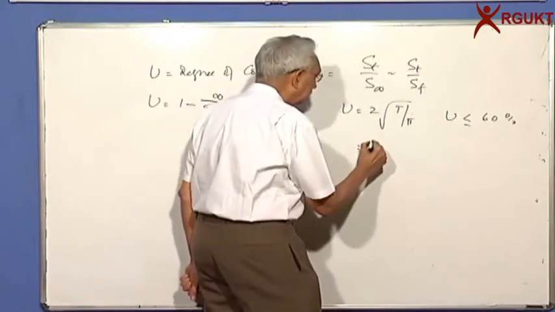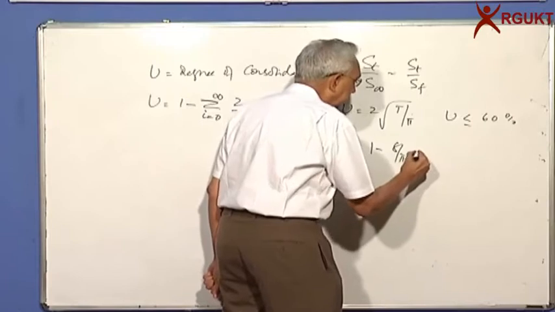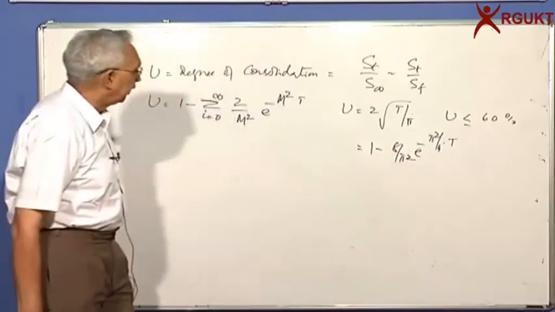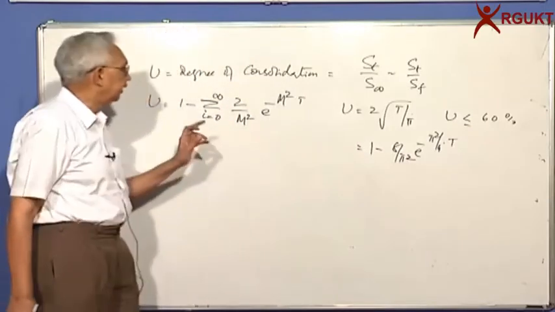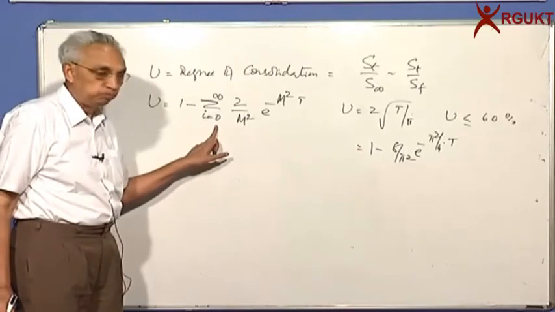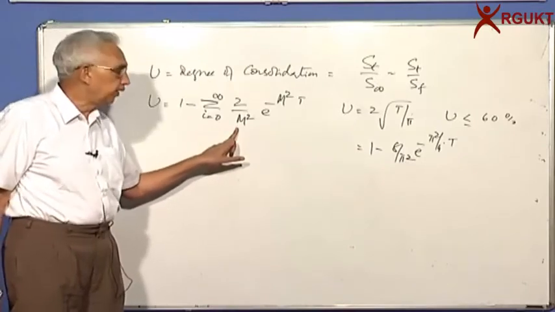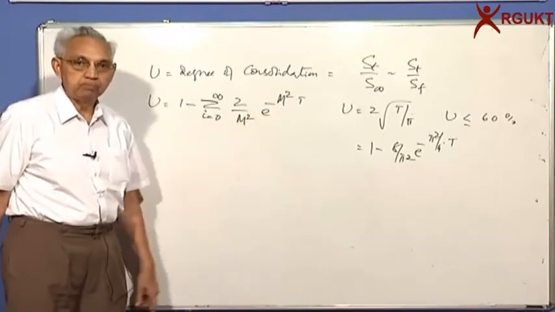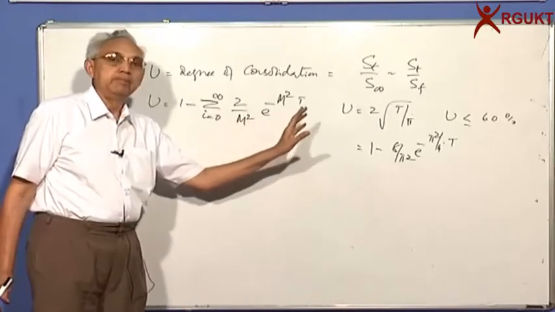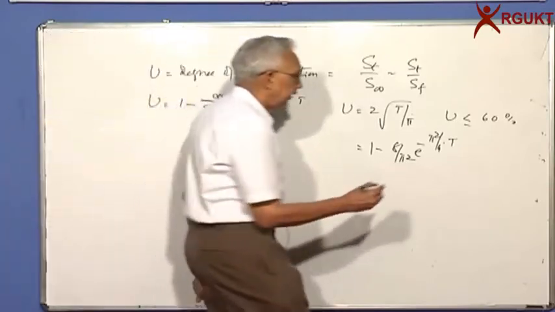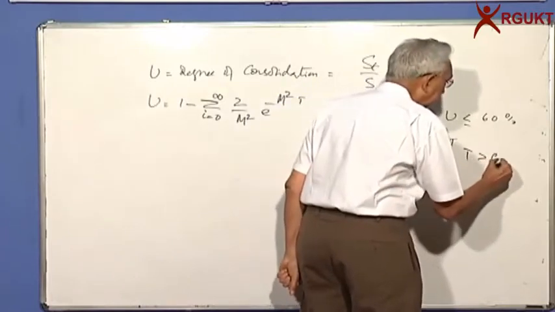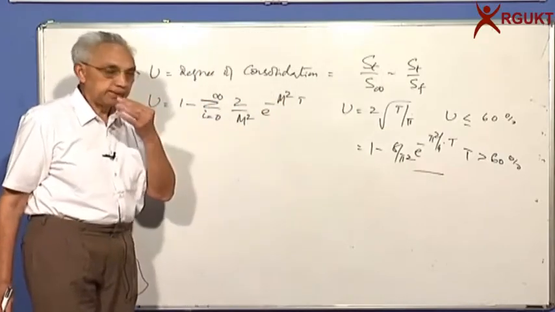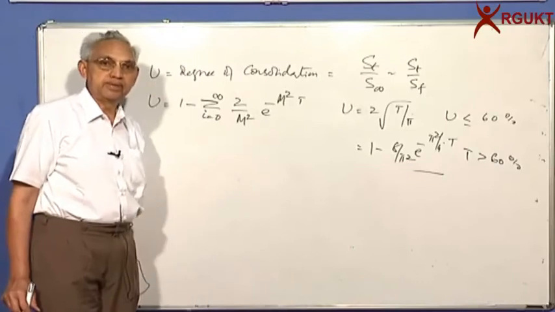And it's equal to 1 minus 8 by pi square e to the power of minus pi square by 4 into time factor T. What does it mean? It means I only have taken the first term, when i is equal to 0, then m is equal to pi by 2, so I get pi square by 4, it becomes 8 by pi square, and m square is pi square by 4. So the exponential term becomes negligibly small. Please remember that for U greater than 60%, we need to take only one term of the exponential, and in case U is less than 60%, it's proportional to square root of time T.